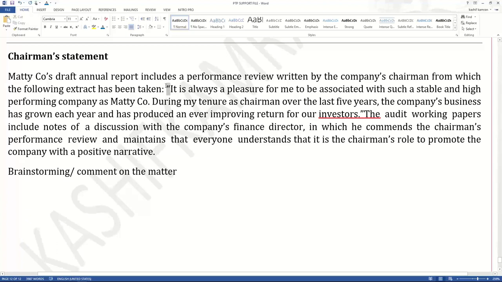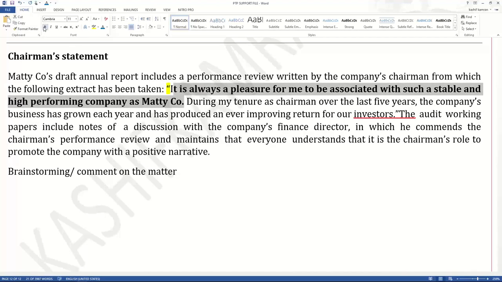The chairman opens: "It is always a pleasure for me to be associated with such a stable and a high performing company as METI." Look at this first statement. That's the first statement, which is very contradictory.